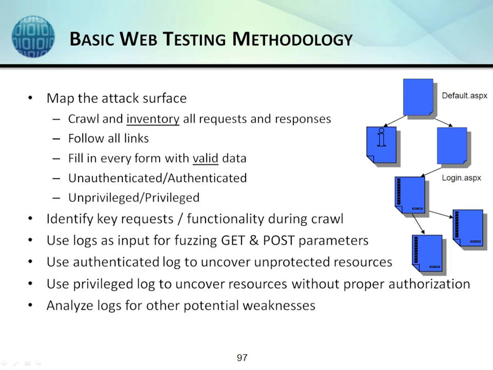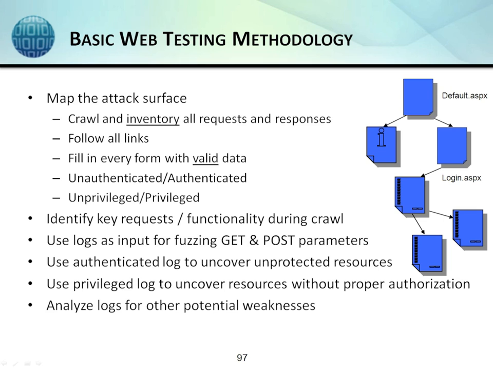And then additionally, maybe you separate your crawl into an unauthenticated space as well as an authenticated space. You do that completely separately. Additionally, maybe you have different user accounts, like a normal user and an admin user, so you crawl in the context of those different accounts. And as you're crawling through the application, keep an eye on any key requests or interesting functionality. So maybe if you saw file upload functionality, you don't go testing it right then and there. You note it down to come back to it later.